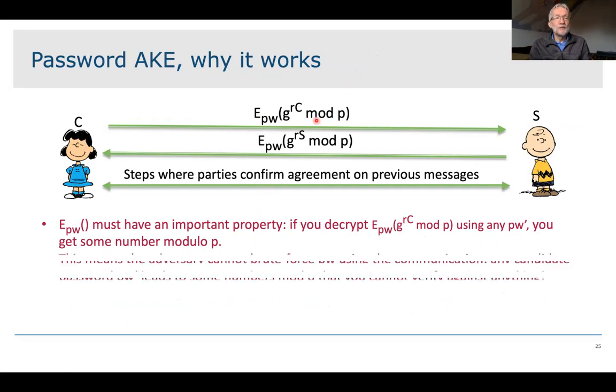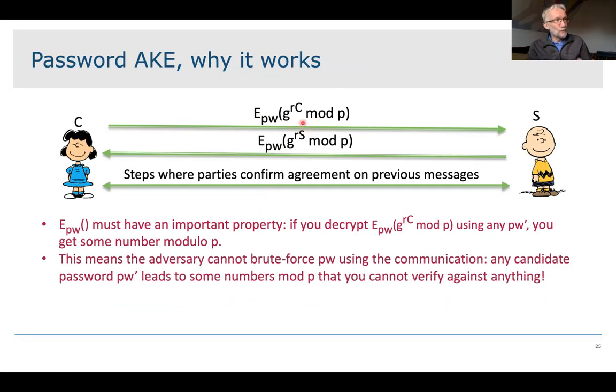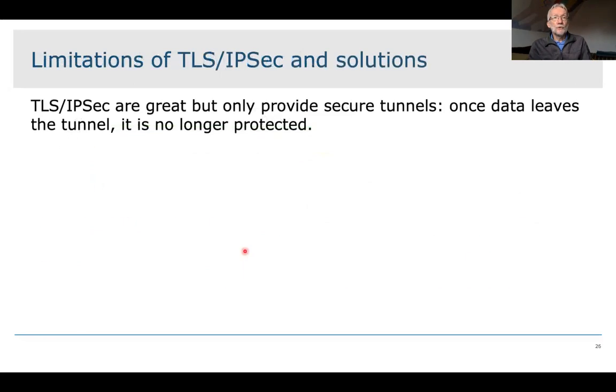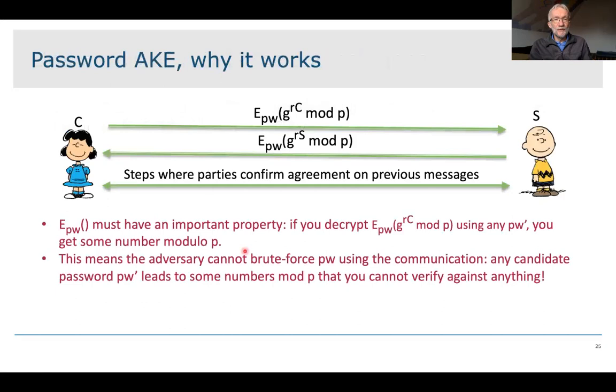And this is a big advantage, because if you're trying to brute force the password offline using this communication that you eavesdropped, you will fail. Every time you guess a password prime and try decrypting, you'll get a number that looks just like any other number modulo p, and you have no reason to believe that it was correct or incorrect. So there's no way to verify that your guess was correct, and therefore you're back with the old attack, where the only thing you can do is to actually try and log in with whatever password you guessed. Okay, so that's what I wanted to say about password-authenticated key exchange.